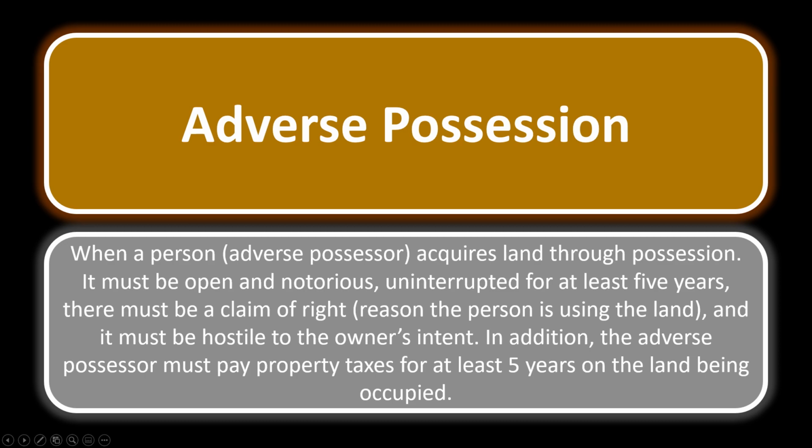So when a person, the adverse possessor, acquires land through possession, it must be open and notorious, uninterrupted for at least 5 years. There must be a claim of right, so the reason the person is using the land, and it must be hostile to the owner's intent. In addition, the adverse possessor must pay property taxes for at least 5 years on the land being occupied. And you can actually gain title to the land, not just use. So remember, prescriptive easement has the acronym OUCH, but you only gain use. Whereas with adverse possession, you have OUCH, but also the payment of taxes. So TOUCH, and that would gain you title to the property.